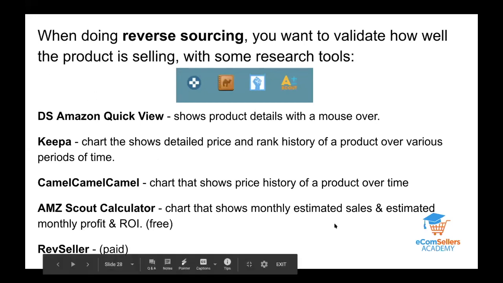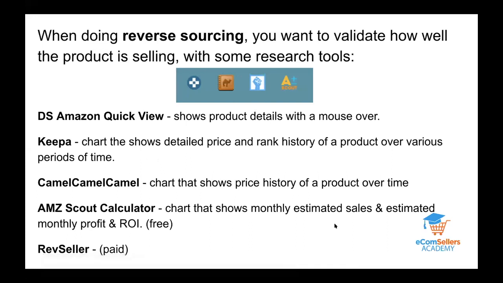So I just wanted to cover again, I know I showed you some tools that I had on my Amazon, and I just wanted to talk about them just a little bit more. When you're doing reverse sourcing, I like to validate how well the product is selling with some research tools. And those tools were DS Amazon Quick View, Keepa, Camel, AMZ Scout Calculator, and Rev Seller. Now, Rev Seller is paid and Keepa is paid. The other three are free Google plugins.